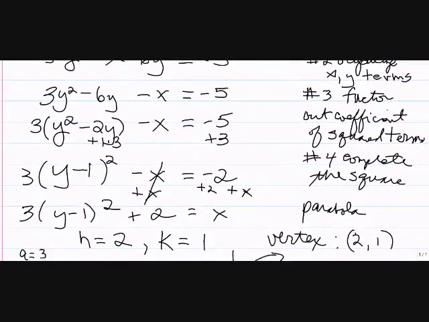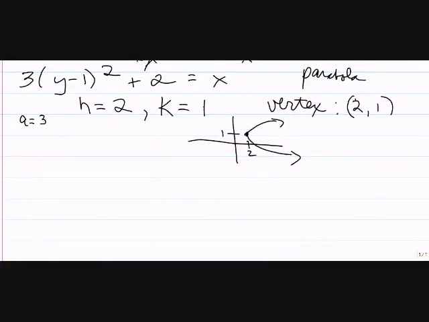Okay, we'll do a different conic section now. For example, x squared plus y squared minus 4x minus 6y plus 4 equals 0.